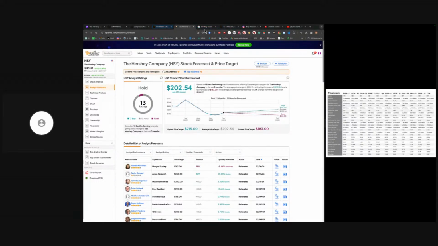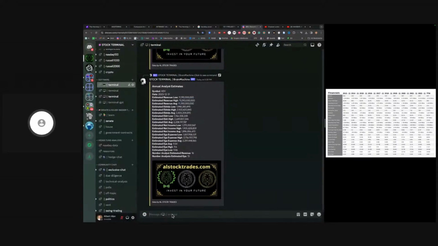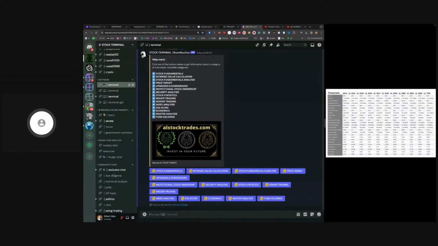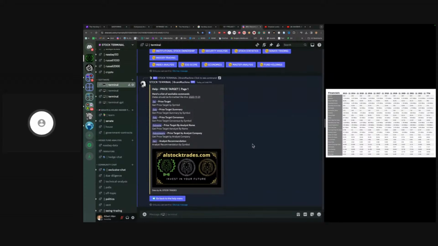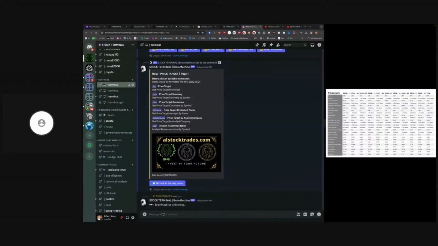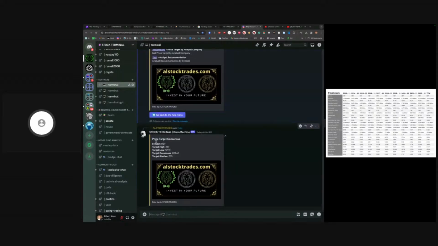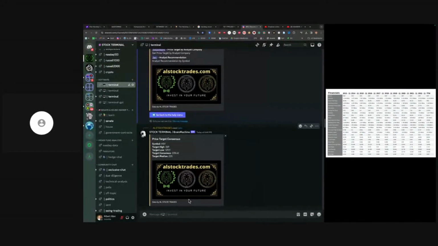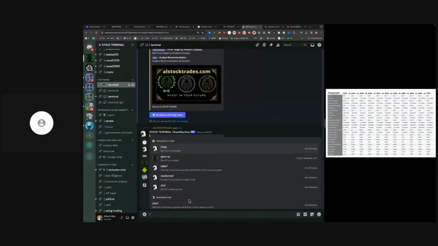But what you can do is go on our stock terminal and open up the help menu again. There are other menus too that you can use, other intrinsic values, other price targets. But you can go to price target here and look at the overall price target consensus. This shows you the analyst price target consensus of Hershey's. You can see there's a target high of 269, a target low of 129, and a median around 228 to 230 here.